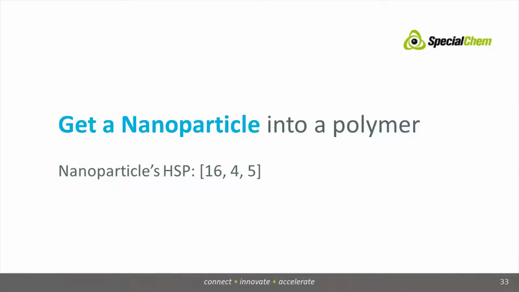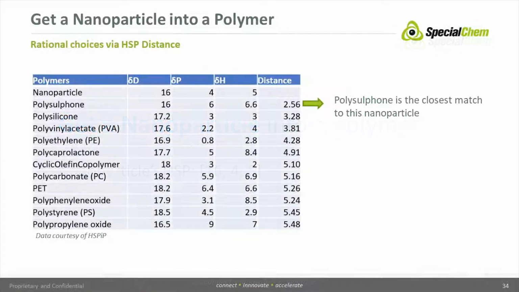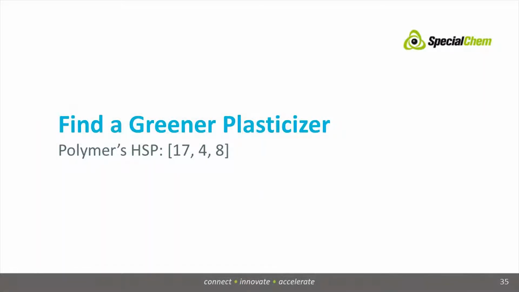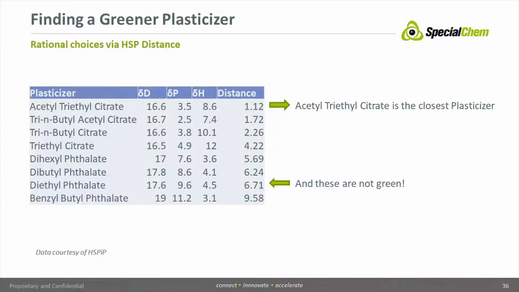I want to get a nanoparticle with HSP 1645 into a polymer. Which common polymer is the closest match? Here's my list of polymers. Oh yes, it's obvious that polysulfone is closest. And I want to find a greener plasticizer for my polymer with HSP 1748. From a small list, I can find that acetyl triethyl citrate is best, and that we don't need to be tempted by the non-green phthalates because they are likely to be incompatible. With a larger list, and Special Chem are providing one, some better ideas might emerge.